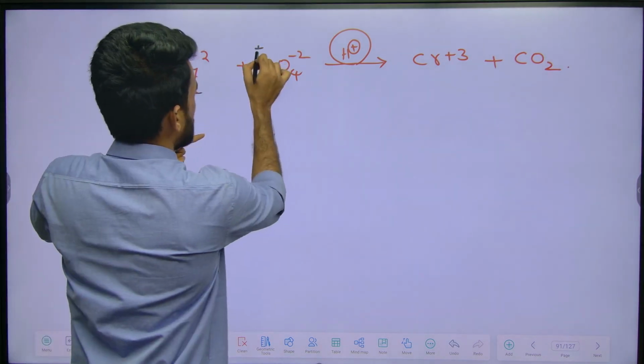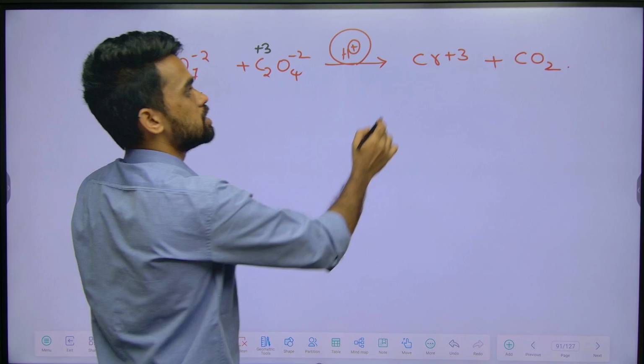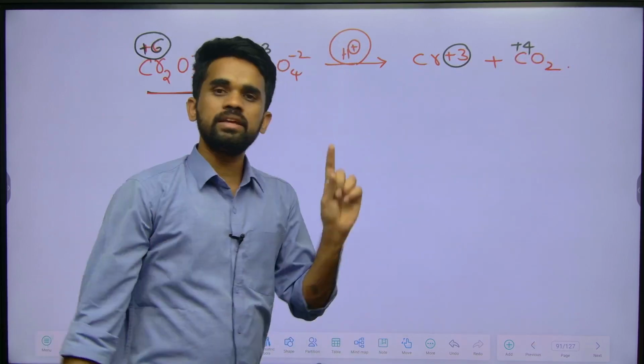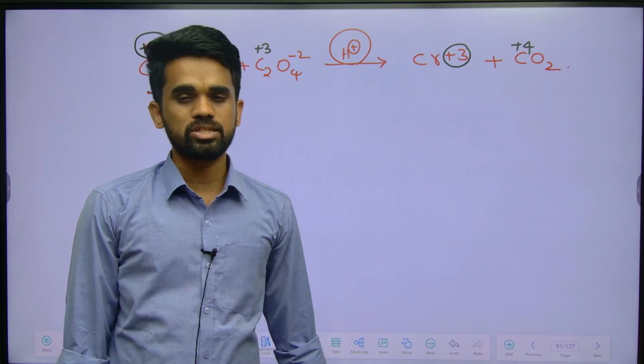For carbon here it is +3. Again, you cross check this. Again here it is +3, correct only. Here it is going to be +4. Like this, you need to assign the oxidation numbers first.